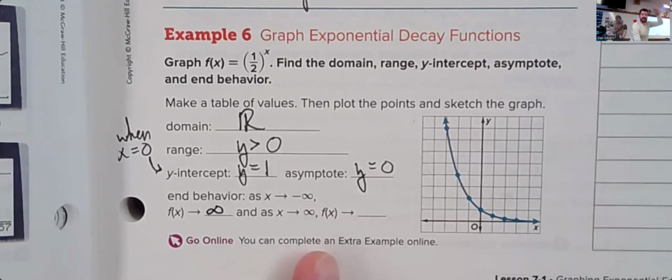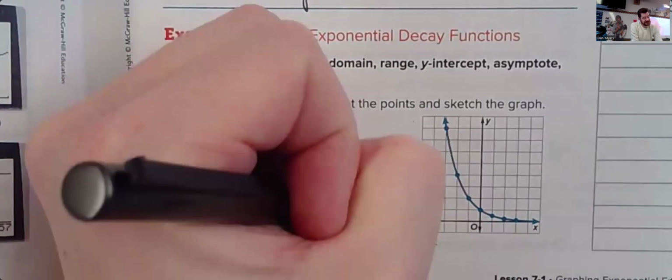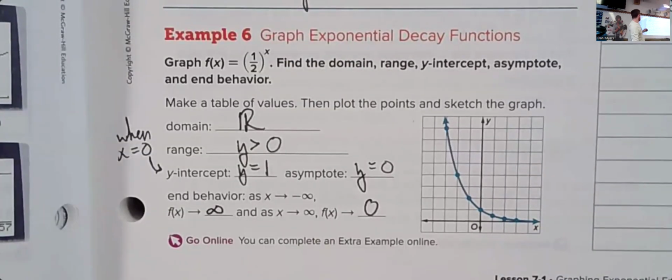Now on the positive end this time, because it's decay, where is the y value heading to? What is it approaching? It's approaching 0, yeah. Never actually gets there, but that's what it is approaching. So as x goes to positive infinity, f of x or y approaches 0. All right. A little bit more on the next page, and that's going to be about it.